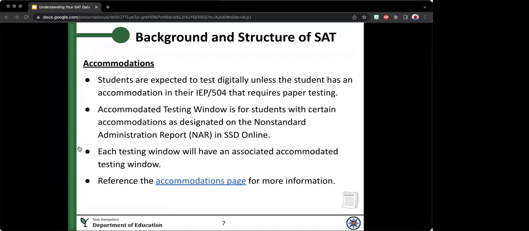This is the information for students who need accommodations for the test. All students will take the test digitally like their peers unless their IEP says otherwise. Accommodations have designated testing windows as well in the SSD, which stands for Services for Students with Disabilities. And again, I've linked you to the full accommodation booklet, which you'll also receive in the handouts in that follow-up email tomorrow.